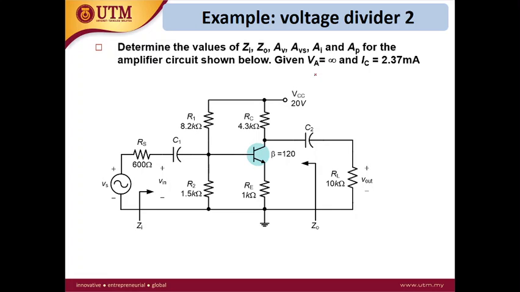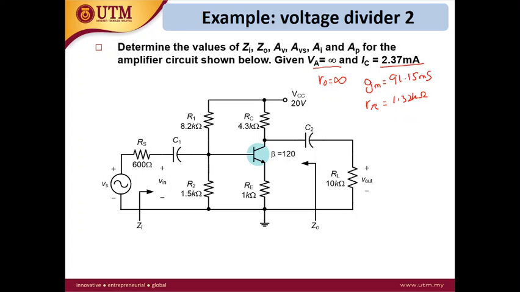Okay, so we assume VA as infinity, so R naught is also infinity, and then IC is 2.37 milliampere. This means that GM is equal to 191.15 millisiemens, and based on this GM we can calculate the R pi is equal to 1.32 kilo ohm. This calculation has been shown and explained in the previous example.